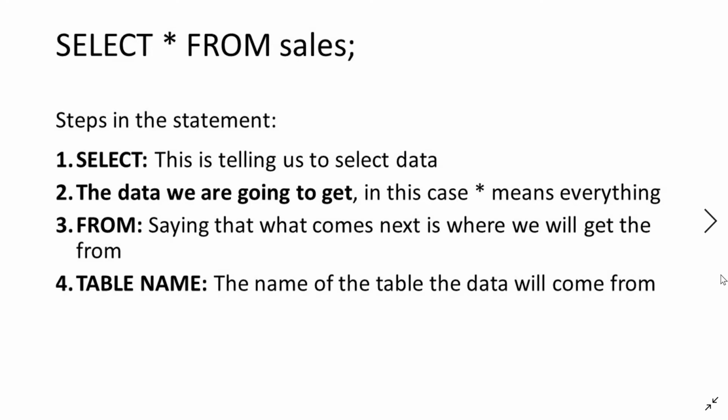Now I'm going to break the query down for you to make it easy to understand. At the top we have the query, select all from sales. And these are the steps in the statement. First we have select. This is telling us to select the data. Next is the data we're going to get. In this case star means everything. Select everything. From is of course saying where we're going to get it from. And lastly is the table name. This is the name of the table the data will come from. Select all from table called sales.